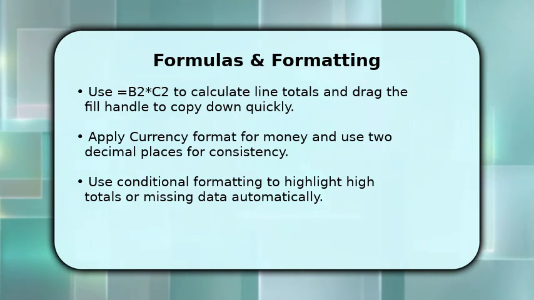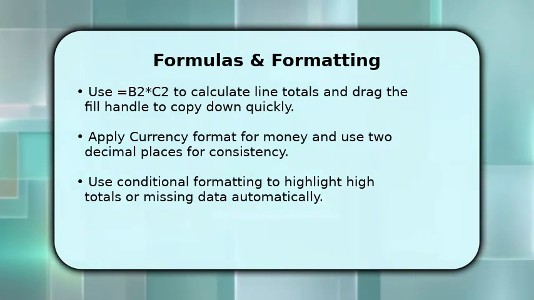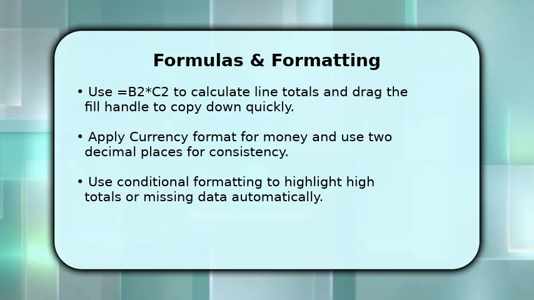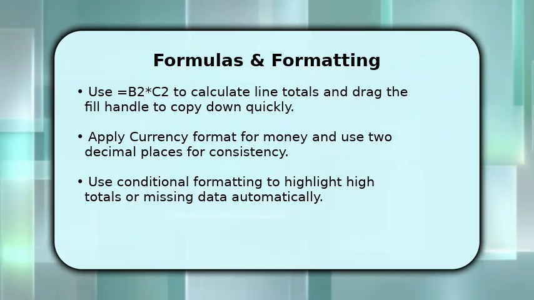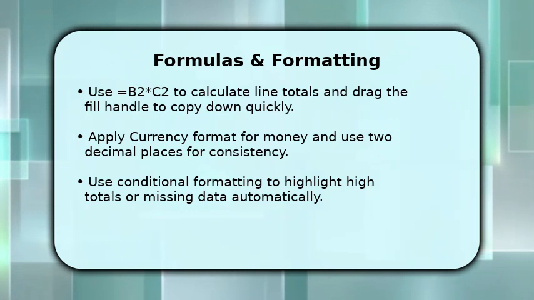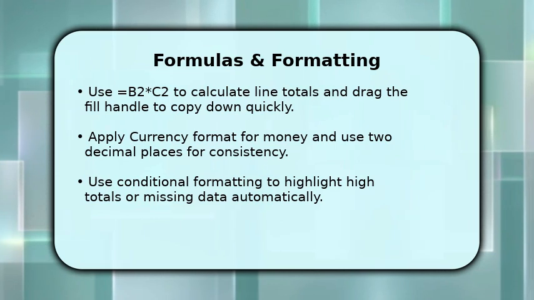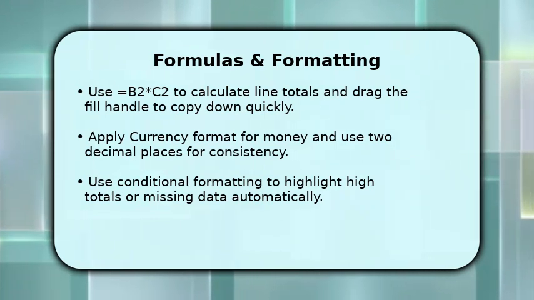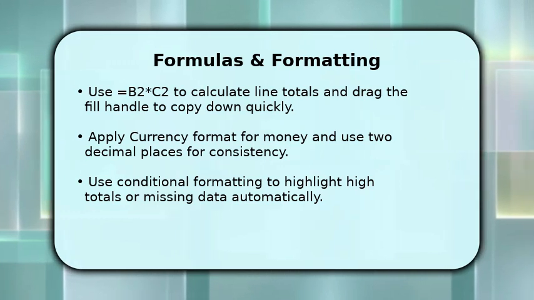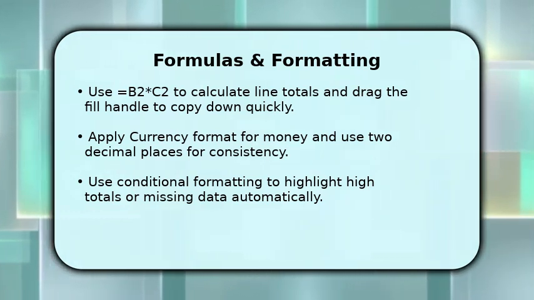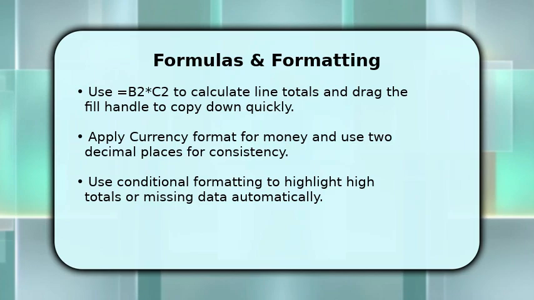Use absolute references when adding tax or discount rows so values stay correct. Apply currency formatting to price cells and percentage to any discount or tax rates. Use bold and borders to differentiate subtotal, tax, and grand total rows. Test by changing quantities to confirm totals update correctly and save as a template.